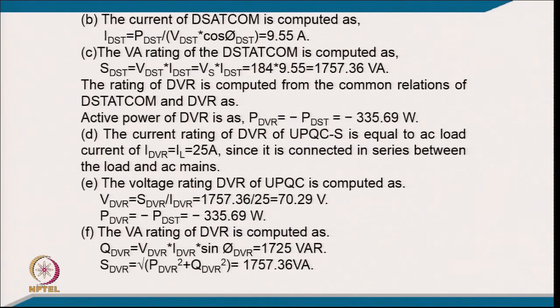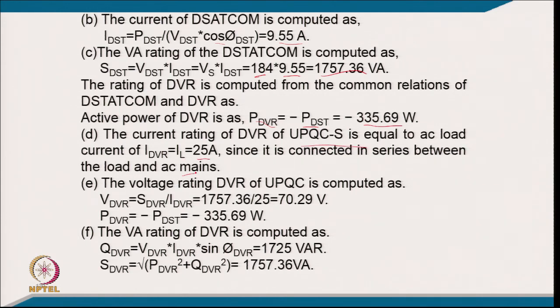And the angle of the DSTATCOM is 78.99 degree, and the current rating of the DSTATCOM is calculated from P divided by voltage into cos. So, it comes to 9.55, and the VA rating of the DSTATCOM is the voltage across the DSTATCOM, 184, into 9.55. So, it comes to 1757.36, and the rating of the DVR is computed from the common relation of the DVR. So, the DVR power P equal to P_DST equal to 339.69, and the current rating of the DVR is equal to the AC load current of 25 ampere.